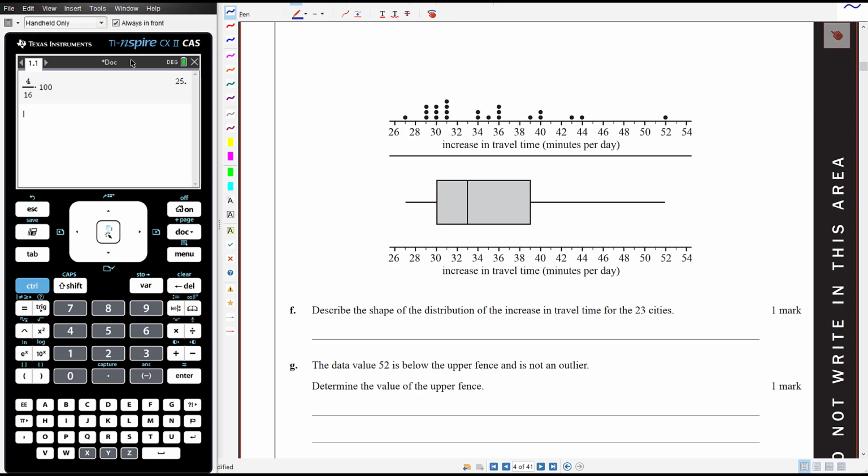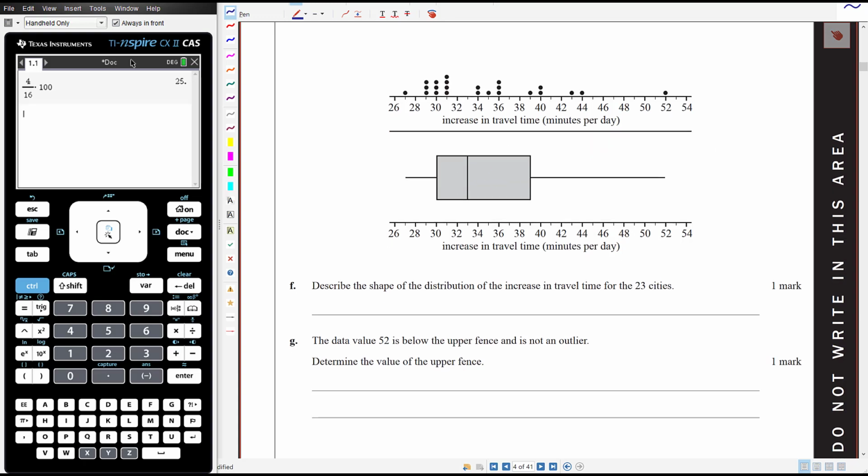Describe the shape of the distribution of the increase in travel time for the 23 cities. Okay, so it's definitely got positive skew. Both the box and the median within the box are towards the left-hand side, so we have positive skew. It looks like from the dot plot it's possible that there is an outlier, but our box plot doesn't show any outliers, and so there are no outliers. You would need to mention outliers as part of the shape if there were outliers. So the shape of the distribution is positively skewed.